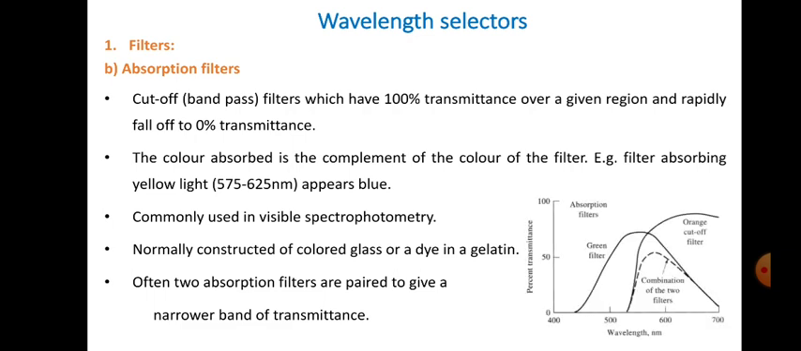For example, we can see in this diagram various absorption filters have been represented. On the y axis we have percent transmittance, so how much amount of radiation it is going to transmit. Then you can see the combination of two filters giving a narrow range, and when you see only the green filter, it is a relatively broad range, and then an orange cutoff filter is also available here. On the x axis the range is from 700 to 400, so that means the absorption filters are useful in the visible region.